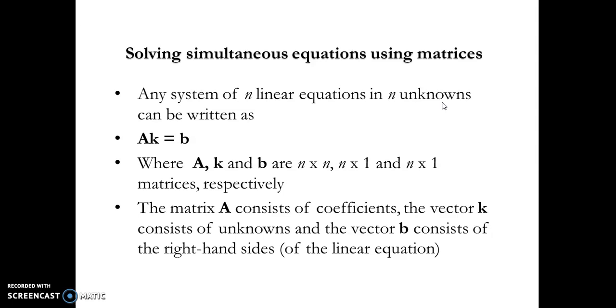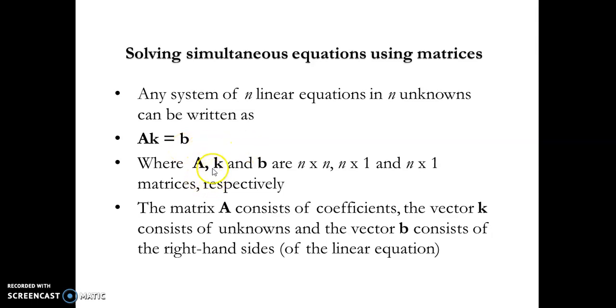Now, the system of two linear equations can be written in this form. A is going to represent a matrix that just has coefficients. Your coefficient is the number that is next to the variable. K is going to be a vector that consists of your unknowns, so that is what you're wanting to solve for. The product of that would be equal to B, and B is a vector as well, consisting of the right-hand sides of the linear equations.